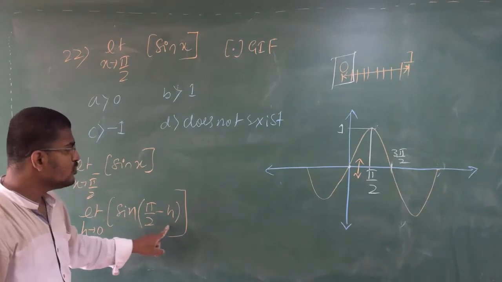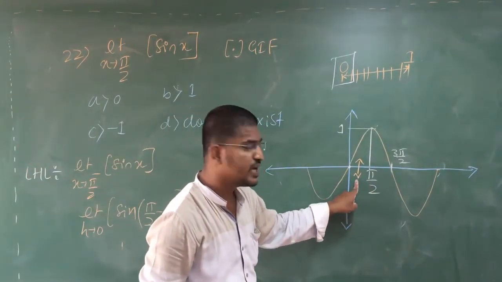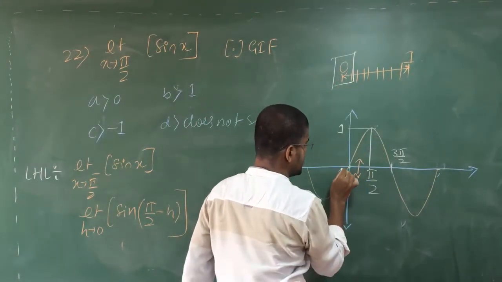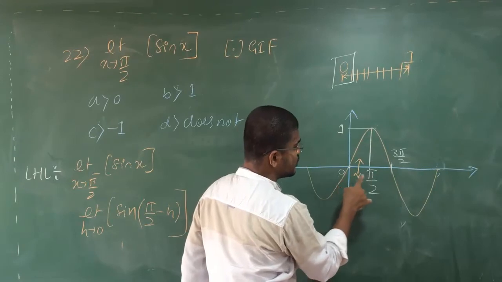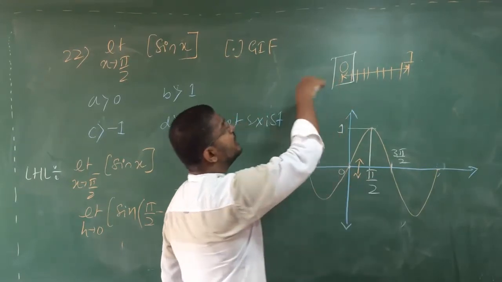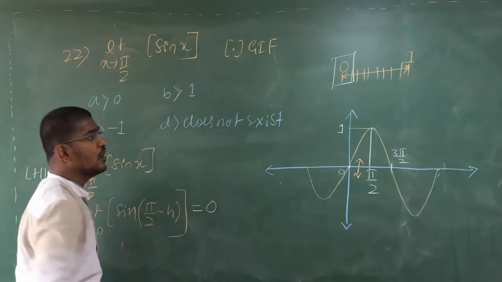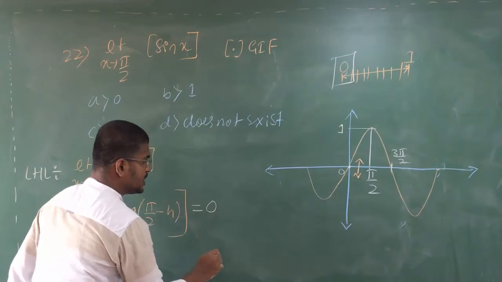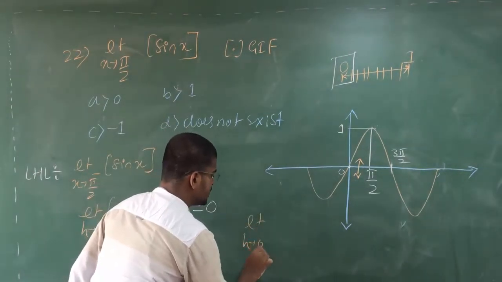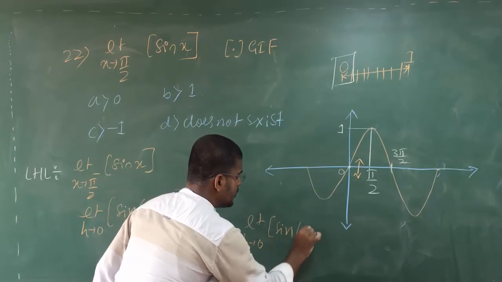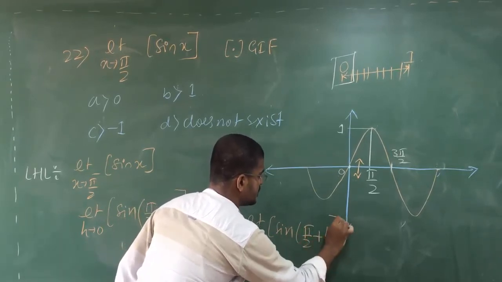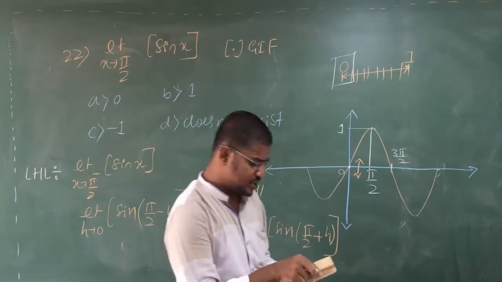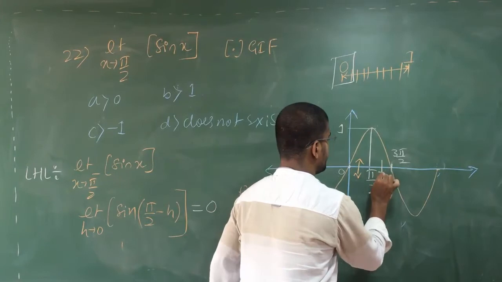For pi by 2 minus h, it will be for the left hand side of pi by 2. So your range will be in between 0 to 1. See, this is 0 to 1, in between 0 to pi by 2. Answer will be 0. Now let us go for limit h tending to 0, sine of pi by 2 plus h. This is RHL. For pi by 2 plus h, it will be here.